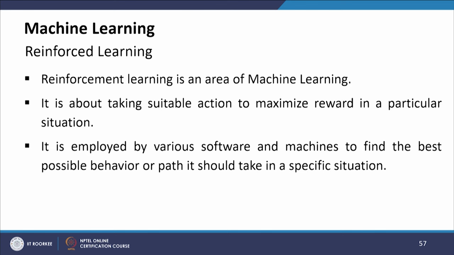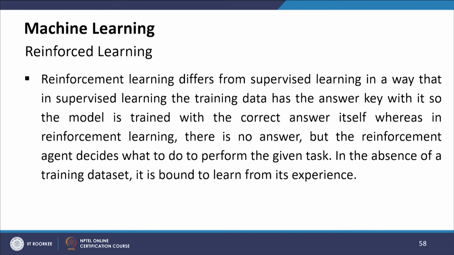Next is reinforced learning. Reinforced learning is an area of machine learning. It is about taking suitable action to maximize rewards in a particular situation. It is employed by various software and machines to find the best possible behavior or path it should take in a specific situation. Therefore, reinforcement learning differs from supervised learning in a way that in supervised learning, the training data has the answer key with it. So, the model is trained with the correct answer itself. Whereas, in the reinforcement learning, there is no answer, but the reinforcement agent decides what to do to perform the given task. In the absence of a training data set, it is bound to learn from its experience.